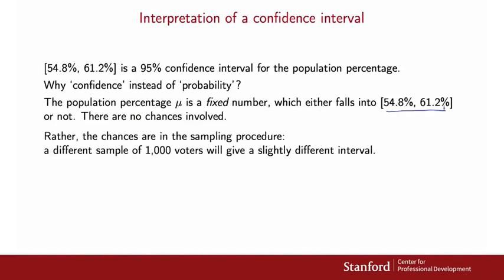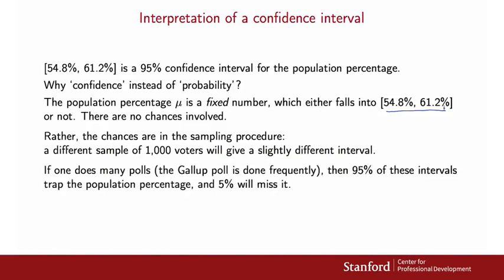The randomness in this procedure comes really through the sampling. If we sampled another 1,000 voters, we will get a slightly different interval. So the interpretation of a 95% confidence interval is that if we do many polls, and for each poll we do a confidence interval, then 95% of these intervals trap the population percentage, and therefore 5% will miss it. The number 95% is called the confidence level that comes with a confidence interval.